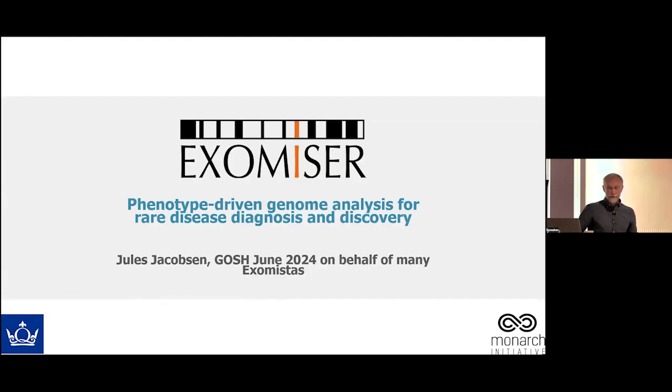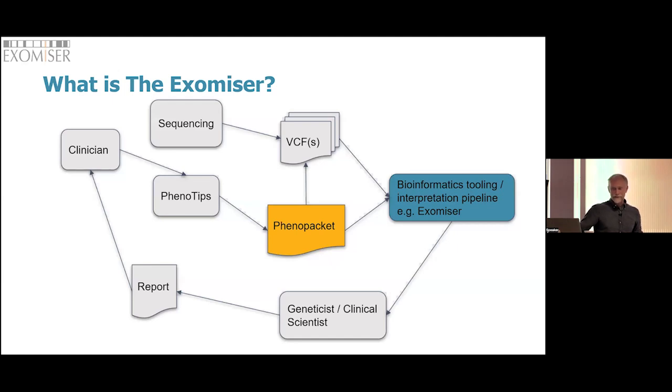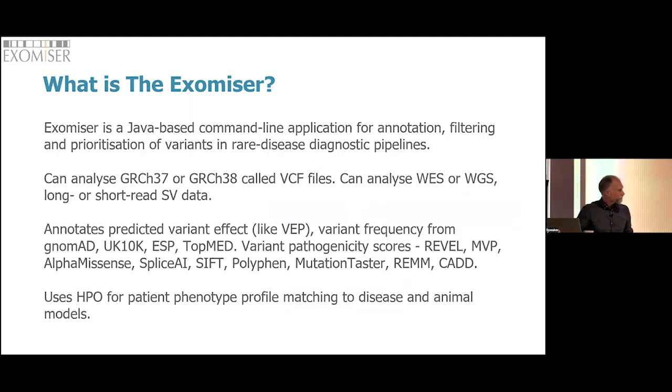Again, this isn't all my own work. There are a lot of people who've been doing this over the years. Just to put this in context, where Exomiser fits in the general workflow of the potential diagnostic pipeline would be the blue part here. So what is Exomiser? It is a Java-based command line application, and it has a very simple job of annotating, filtering, and prioritizing variants for rare disease diagnosis.